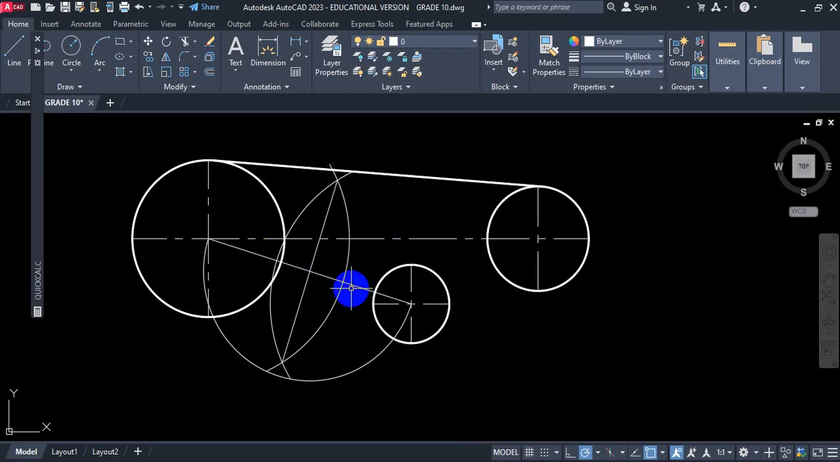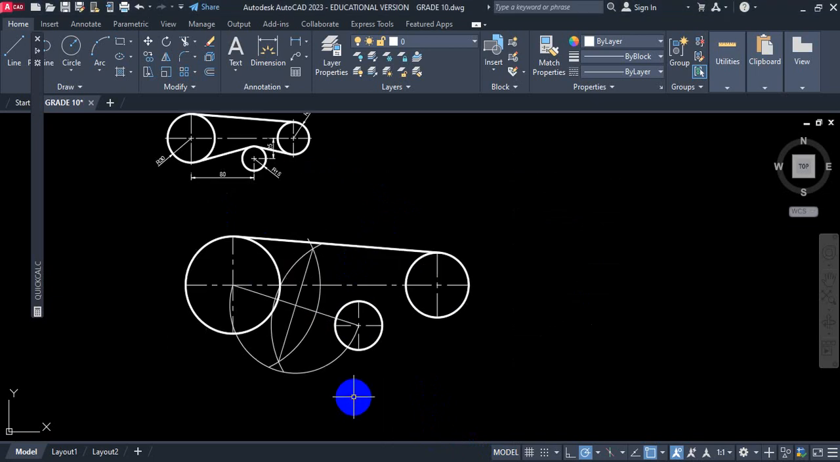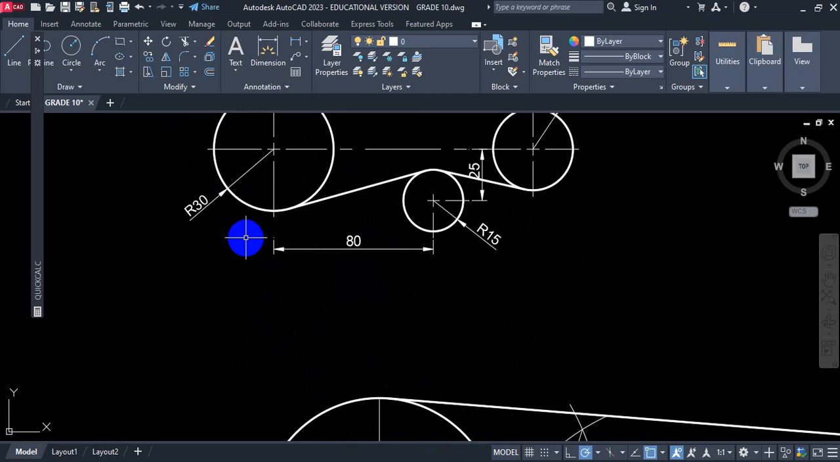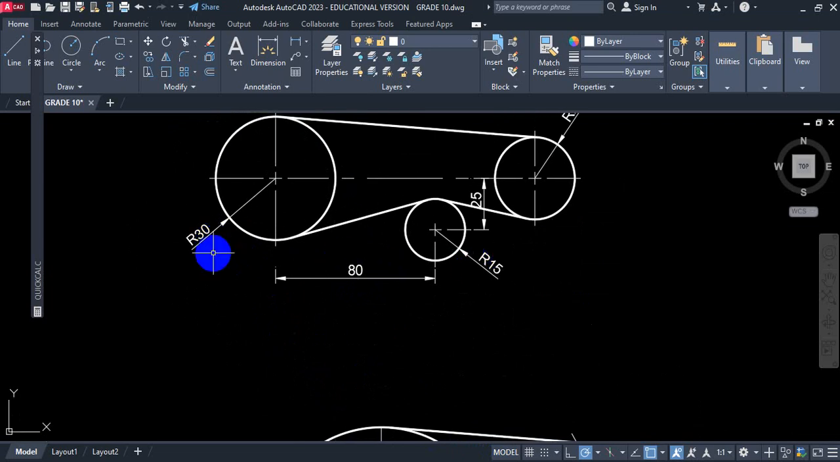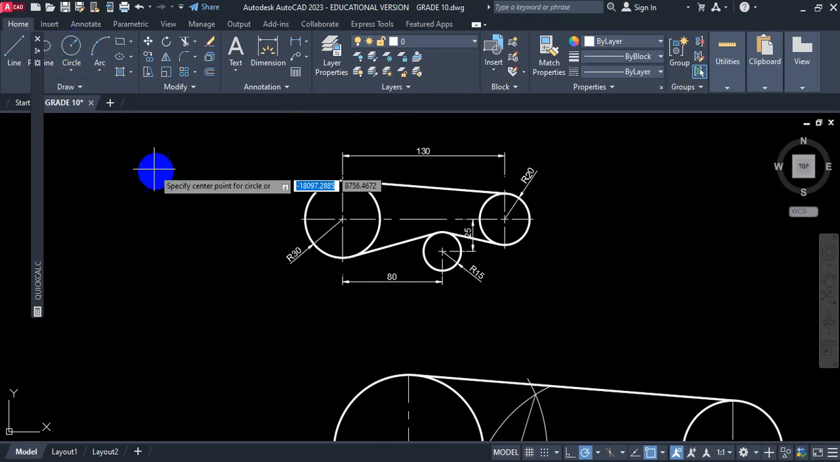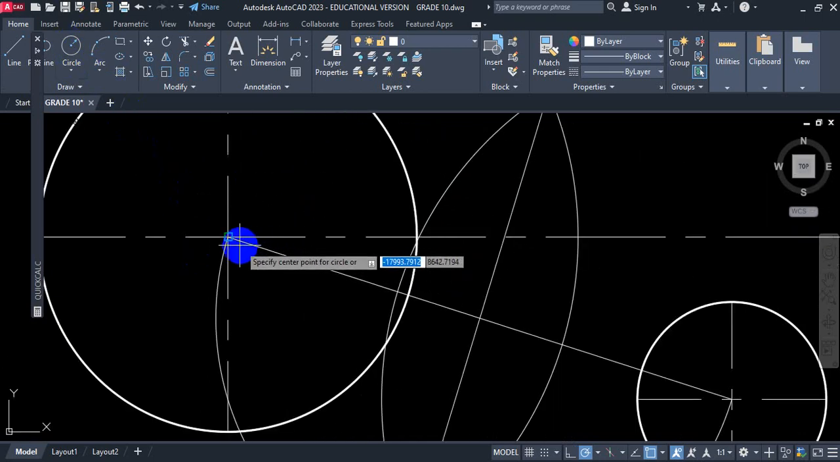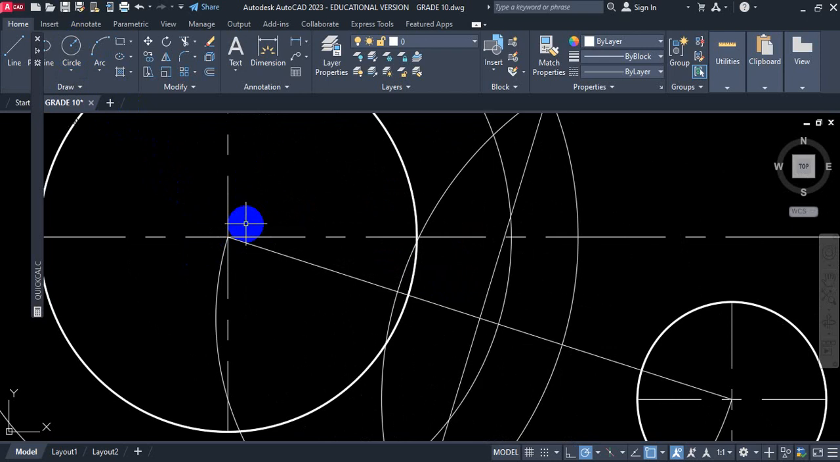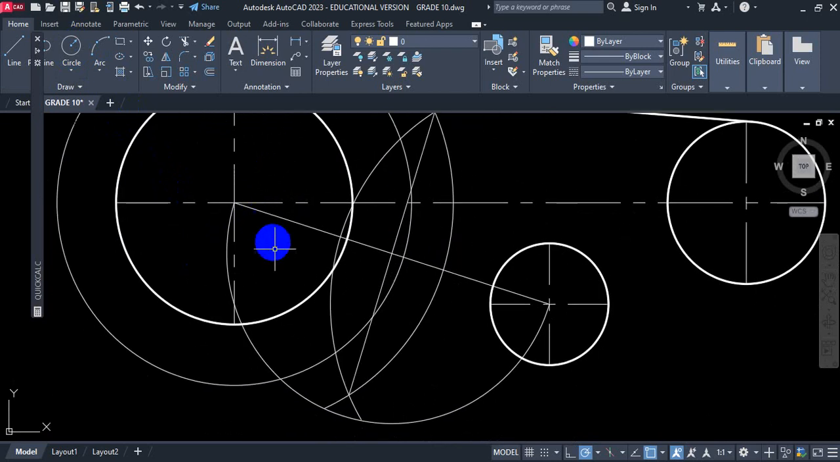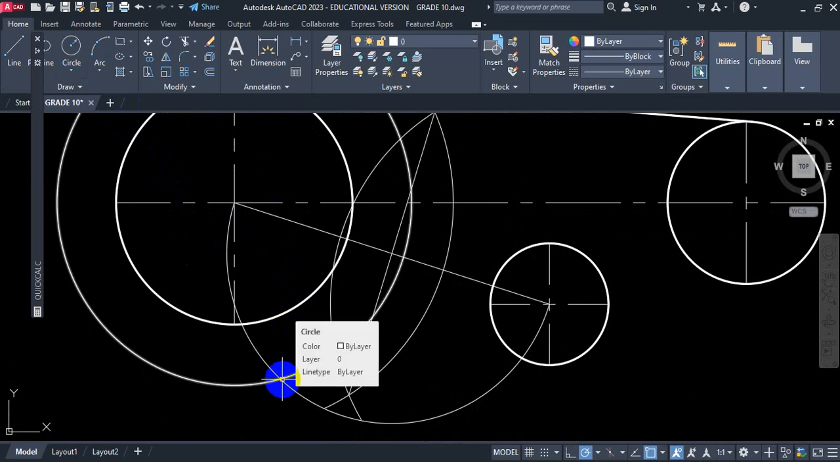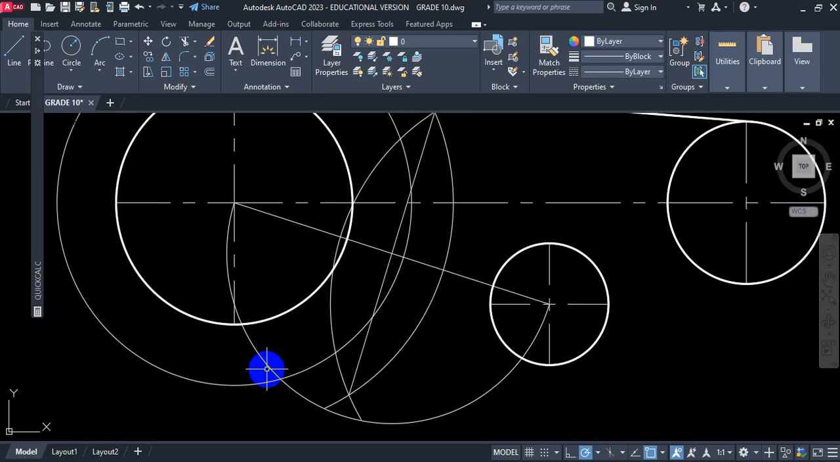So since this is a transverse tangent, we will add the radius of the two circles. 30 plus 15, which should give us 45. We will then place our compass on a big circle and do a circle radius of 45. So when this 45 cuts with the semicircle, that should be our point.